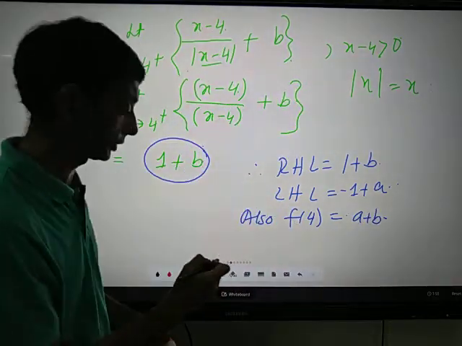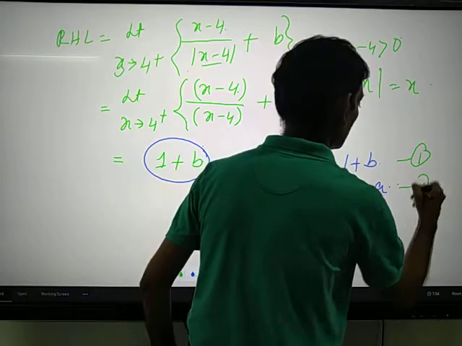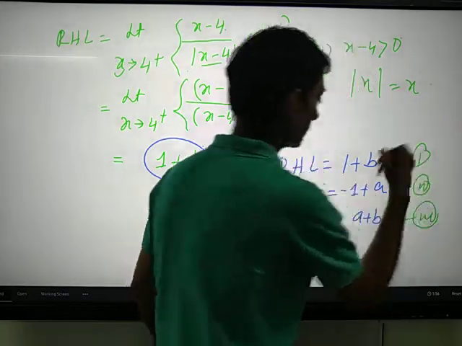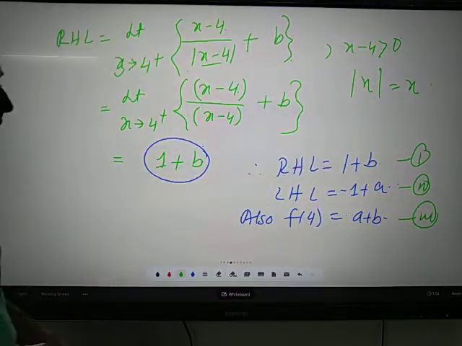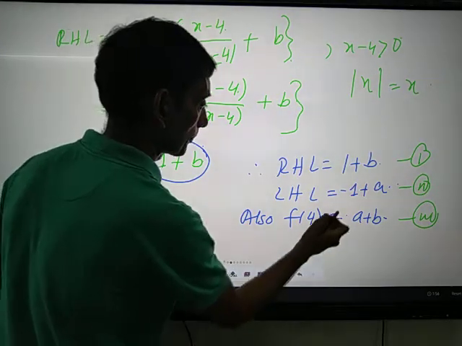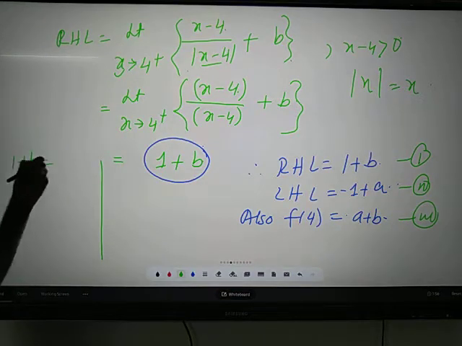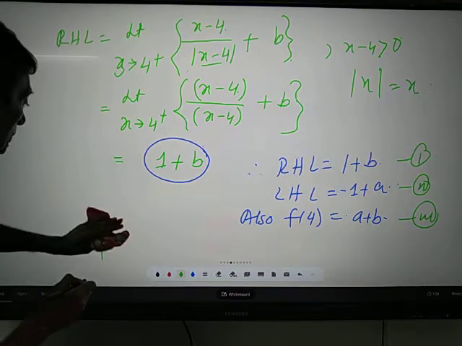So how many equations do we have? We have 3 equations. This is 1, this is 2, and this is 3. We are just going to solve this. If we solve in this way, that's 1 plus b, right? 1 plus b, we can just solve here.